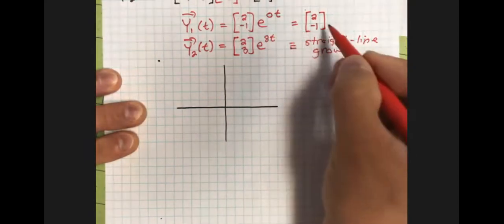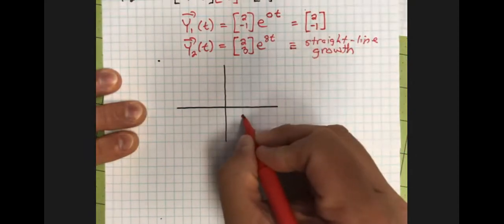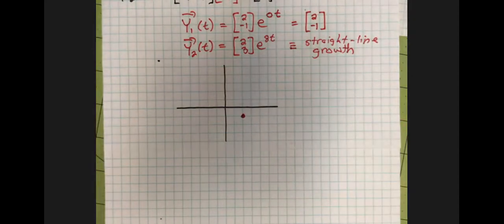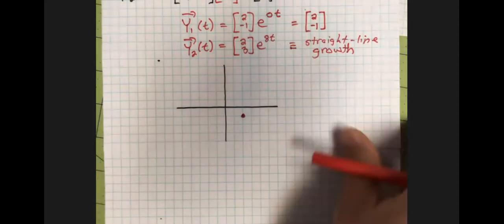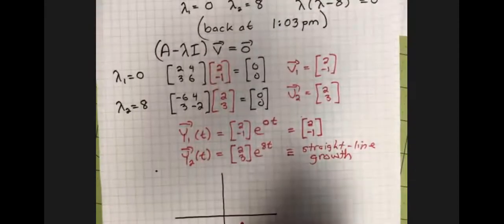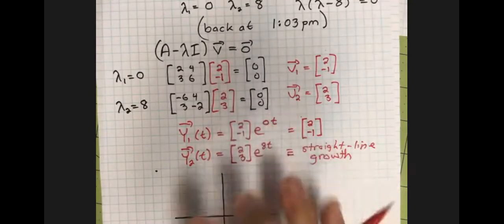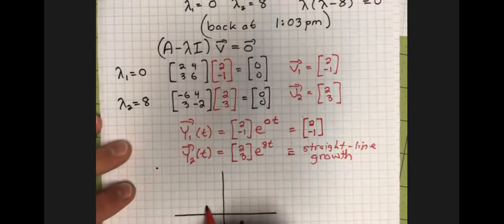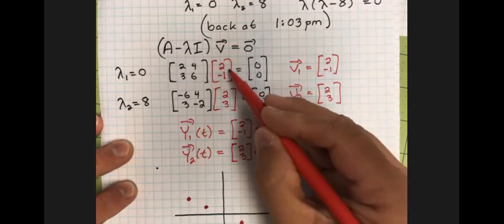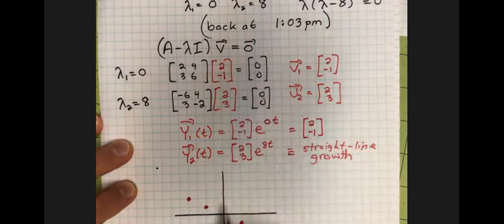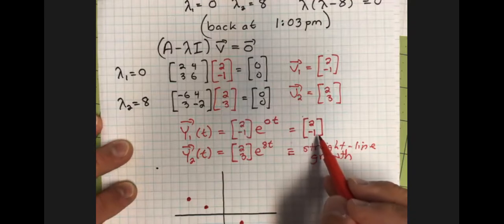First, I draw a dot at 2 and minus 1. And that doesn't look very useful. But let's think about this eigenvector, 2 and minus 1. Could I have chosen minus 2, 1? Yes, I could. Could I have chosen 4 and minus 2? Yes, I could. Could I have chosen minus 4 and 2? Yes, I could. In fact, any multiple of that 2 minus 1 combination would be a single point solution.